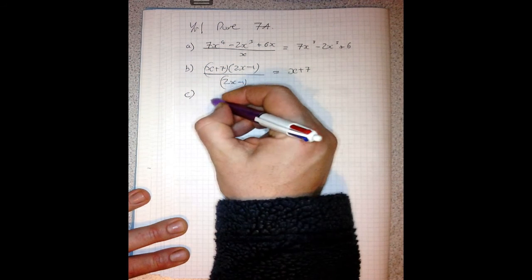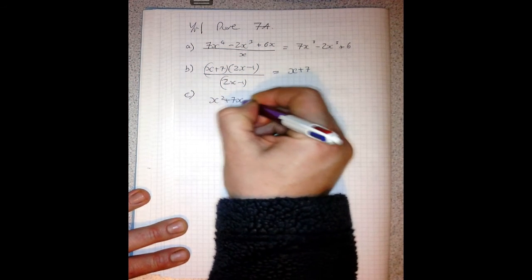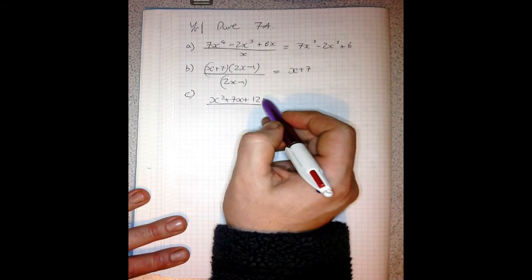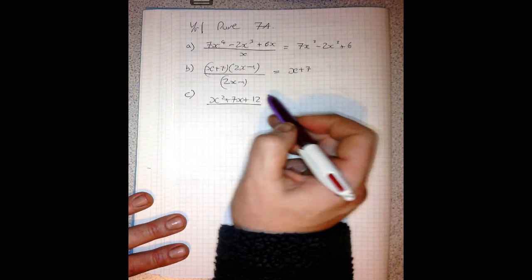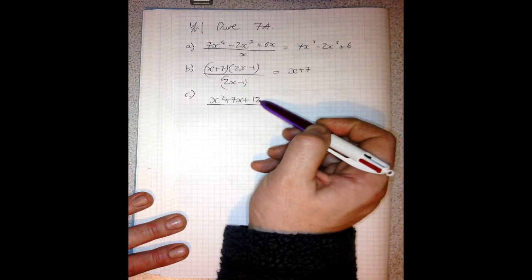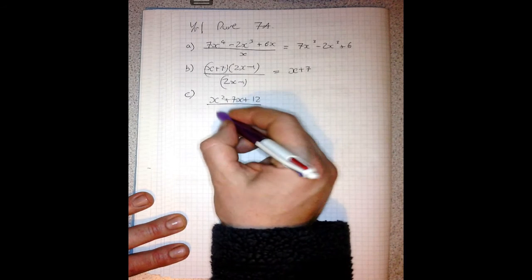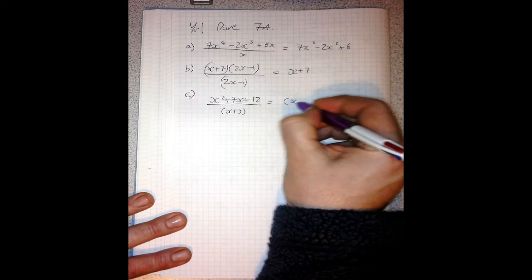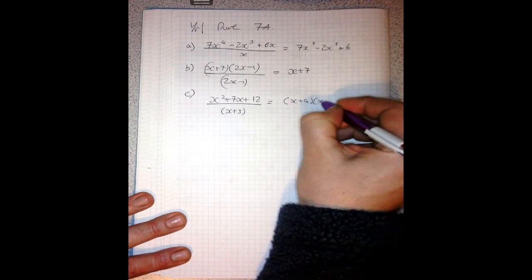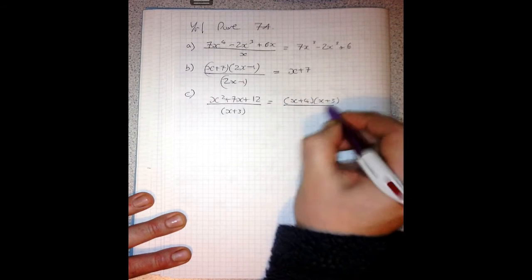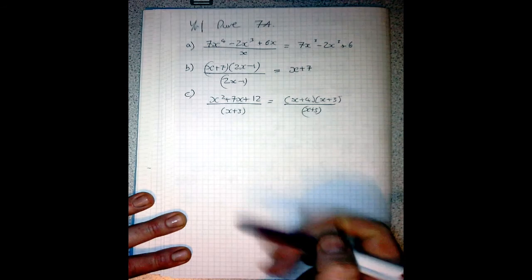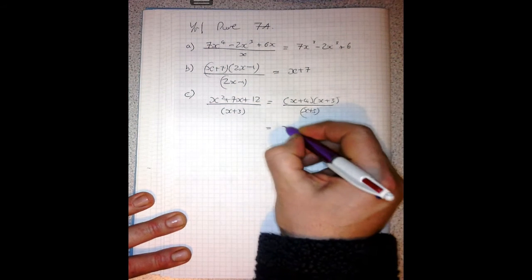x squared plus 7x plus 12. I'm just looking at this, and the first thing I'm thinking before I do anything is, will it factorise? And of course it will, because 4 times 3 is 12, 4 add 3 is 7. So let's factorise the top. x add 4, x add 3. And it's now straightforward. Divide top and bottom by that common factor of x add 3. And I don't need over 1.